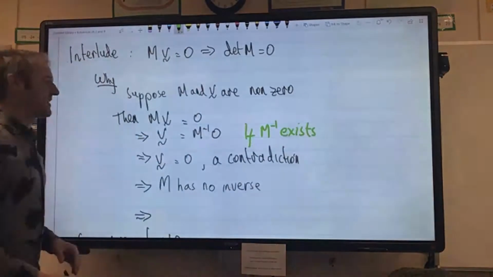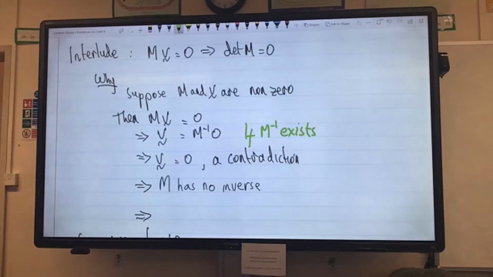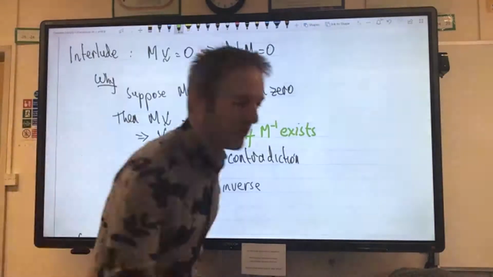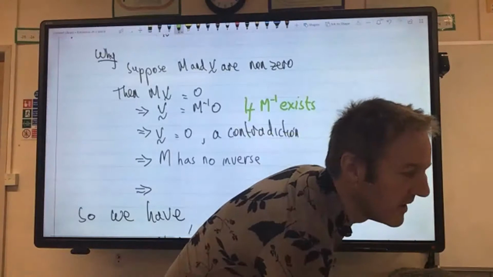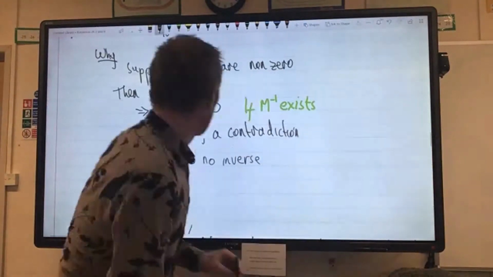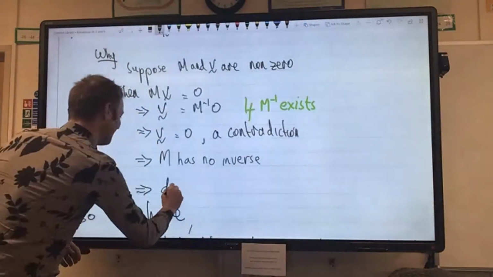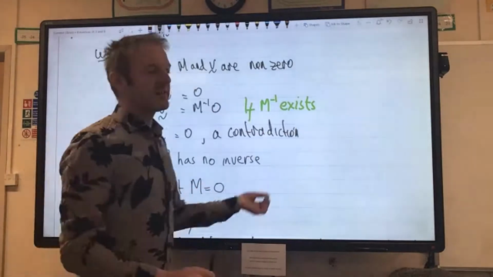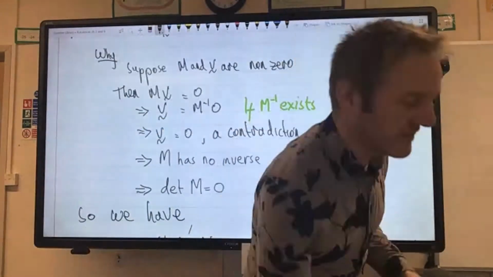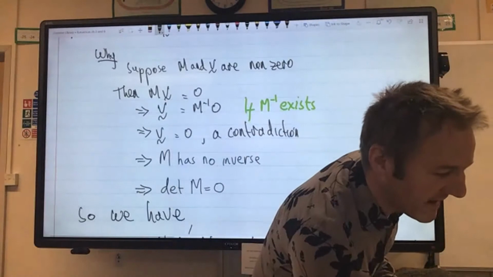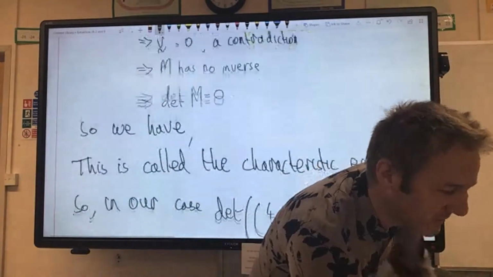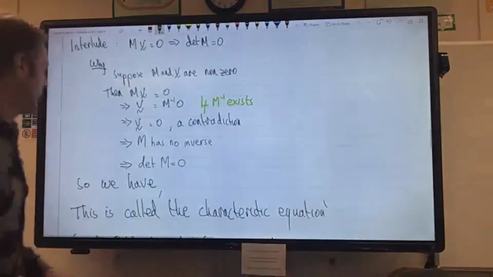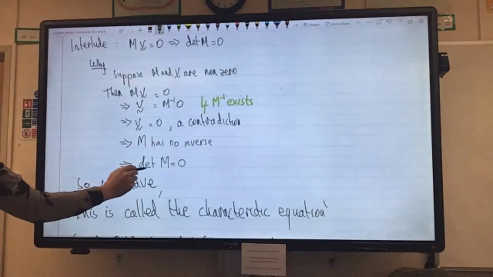You can only do that if the inverse matrix exists. If the inverse matrix exists, you get a contradiction, because we said they're non-zero, and we've ended up saying one of them is 0, and that tells us that the determinant of M must be 0. So if a matrix times a vector is 0, that matrix must have a 0 determinant. So what we end up with is the most important equation you'll see in this topic.